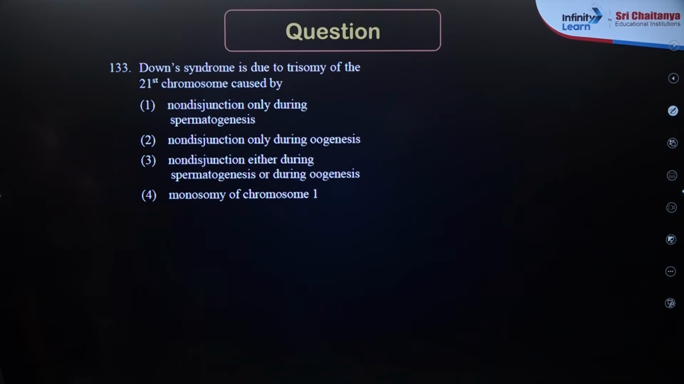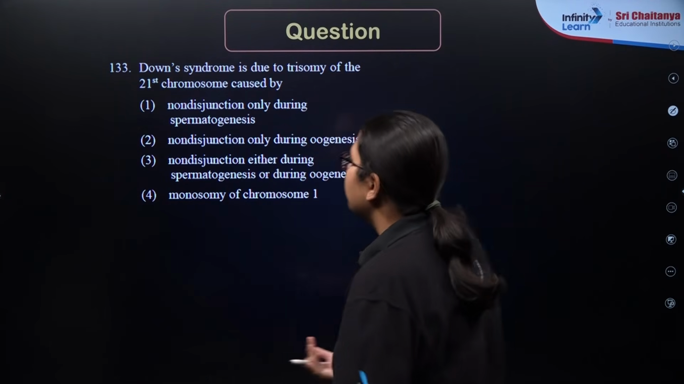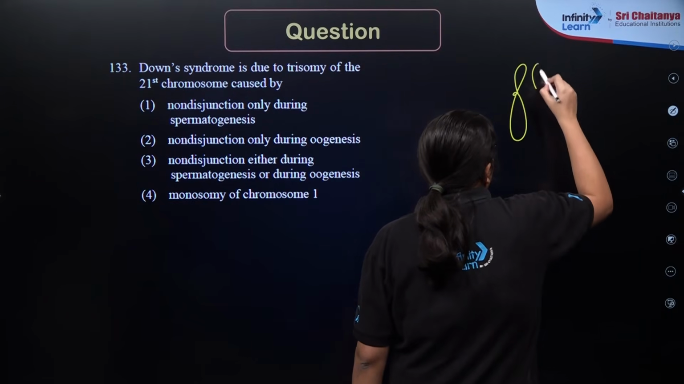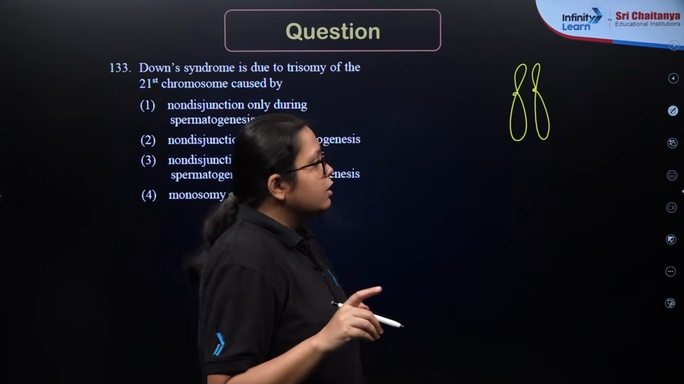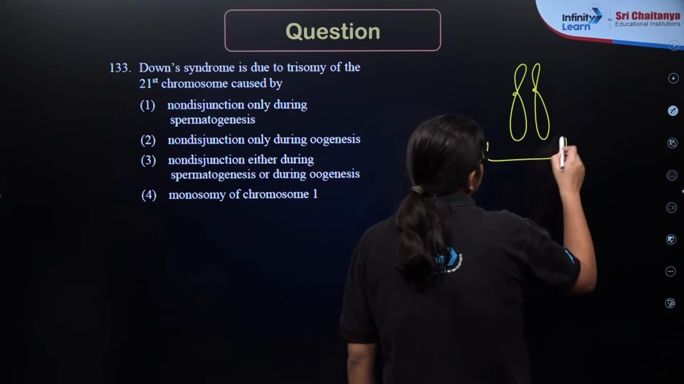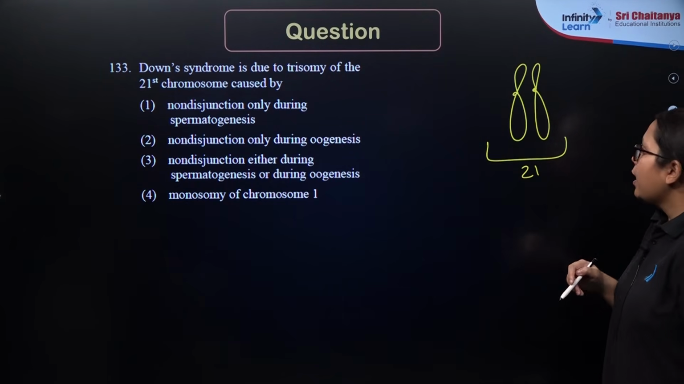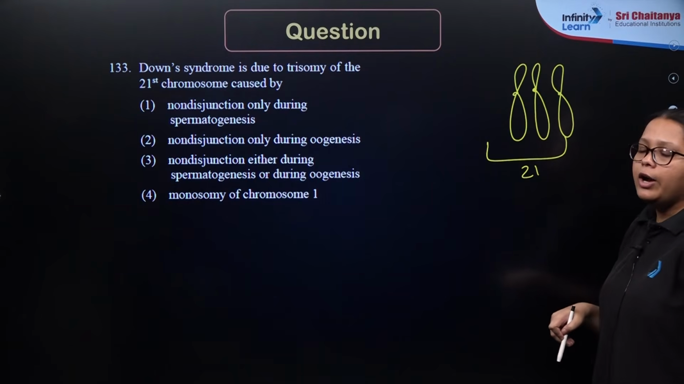Next, Down syndrome is due to trisomy of the 21st chromosome. Trisomy means there is an extra copy of the 21st chromosome. We are diploid organisms. We always have 2 copies of each chromosome, a pair of chromosomes. So for example, this is your normal chromosome number 21, 2 copies. But in trisomy, what happens? There is an extra copy. This is your trisomy of 21.